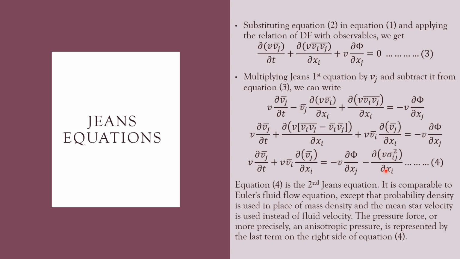As we can see, Jeans equations are a mathematical expression with probability density, mean star velocity, and pressure force. However, it does not have a distribution function in the expression, which allows one to avoid the distribution function for stellar systems.